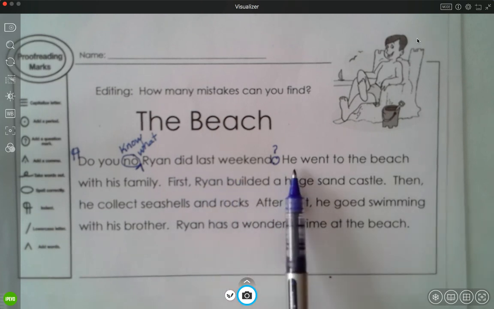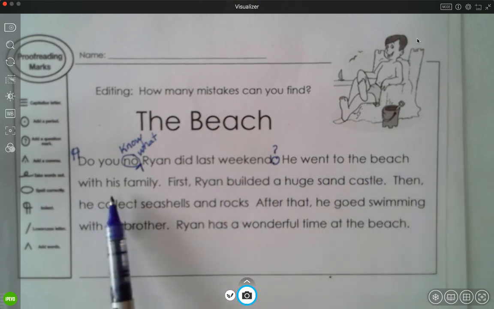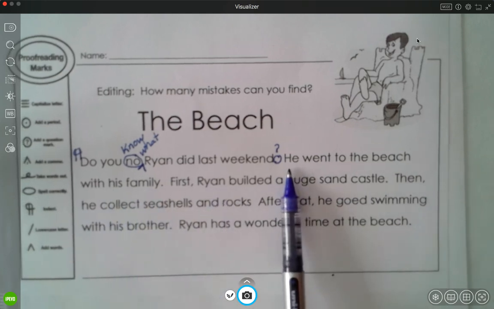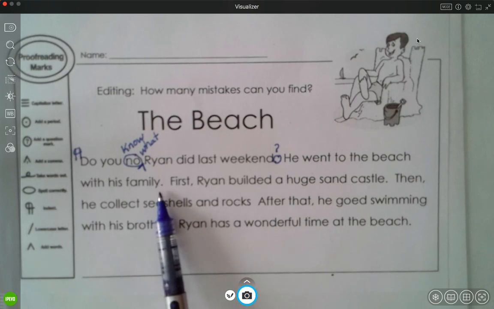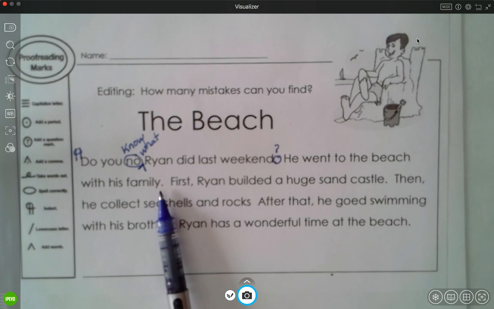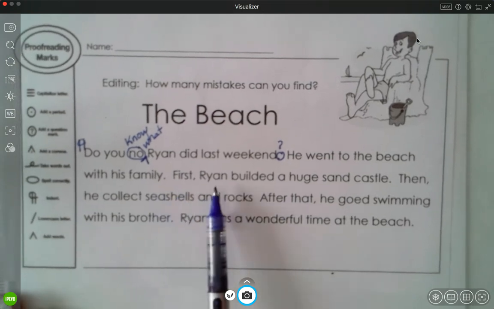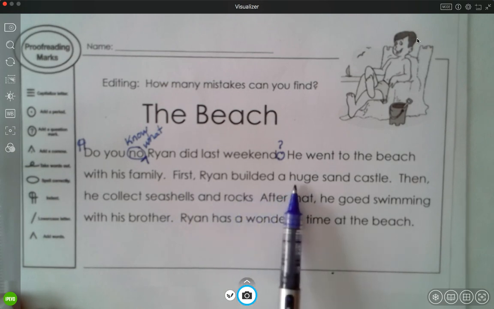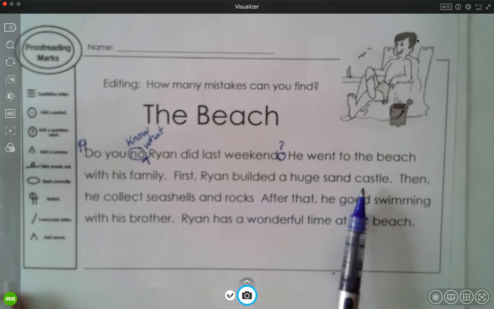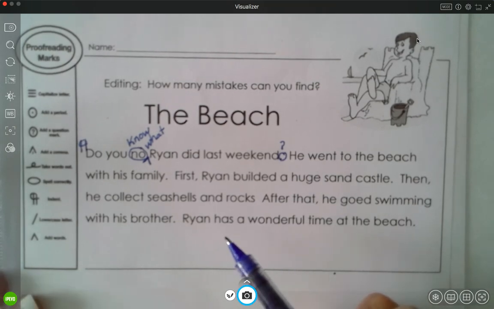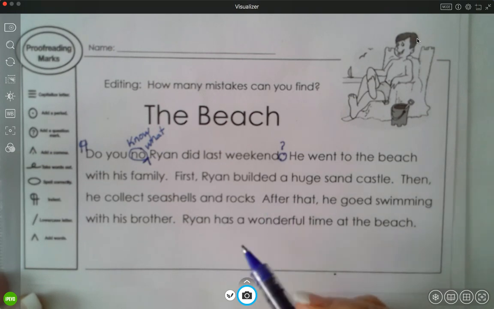He went to the beach with his family. I see that it's got a capital. It's got a period at the end. It has all the correct words. I think that sentence is okay. So here's our transition. First, Ryan builded a huge sandcastle. Well, that sort of sounds like a little kid is talking. I can tell one of the words is incorrect. So I'm going to circle a word so that it can be spelled correctly.